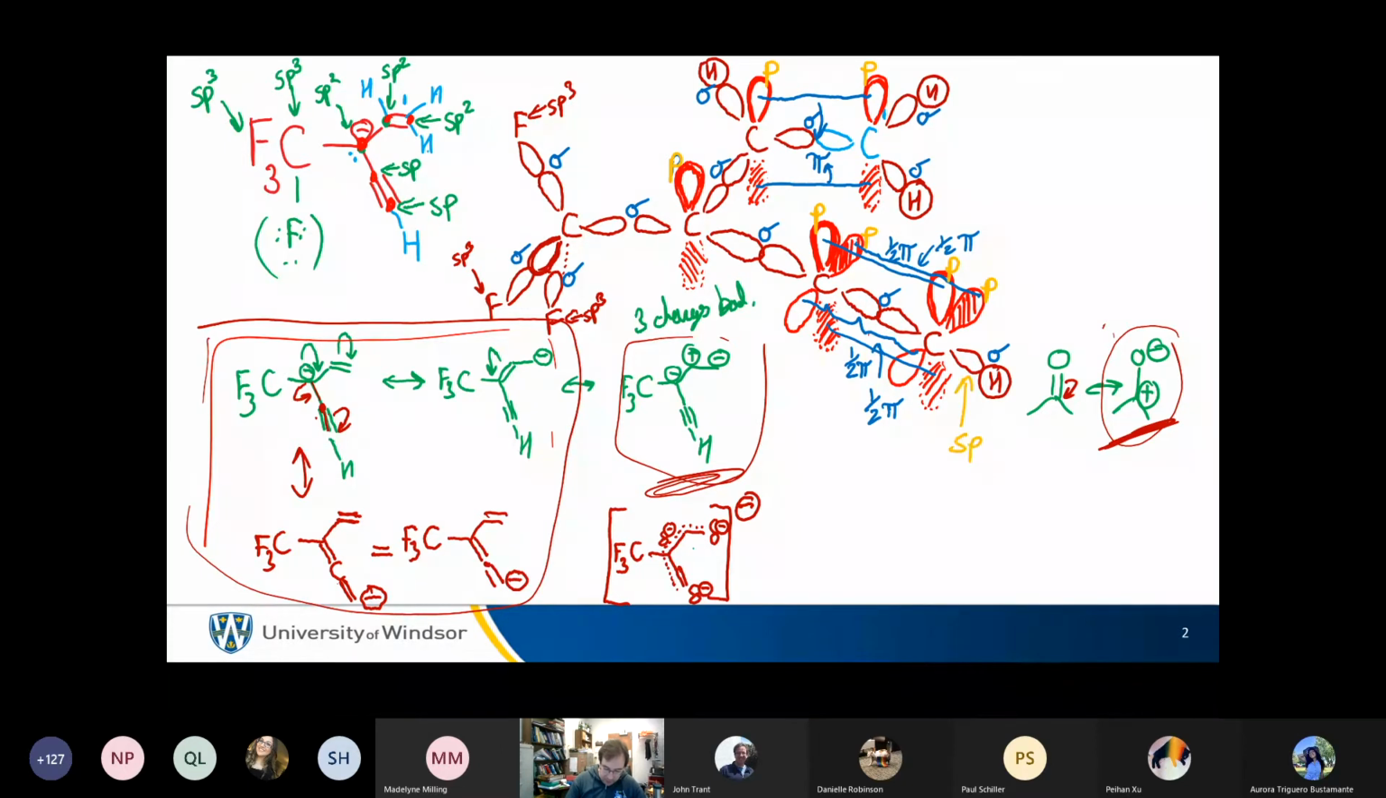This is sp, sp, sp, sp, because it's attached to this carbon, right? So it's still sp. This is sp2. So is this. These are all sp3. These are both sp2. These are both sp2.